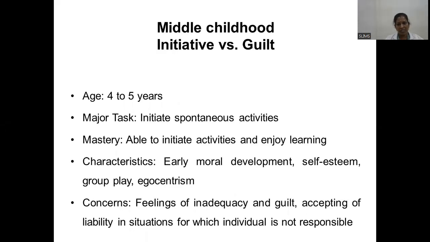Next is the middle childhood: initiative versus guilt. The age is 4 to 5 years. The major task is initiative and spontaneous activities. And then mastery is being able to initiate activities and enjoy learning. Characteristics are early moral development, self-esteem, group play, and egocentrism.